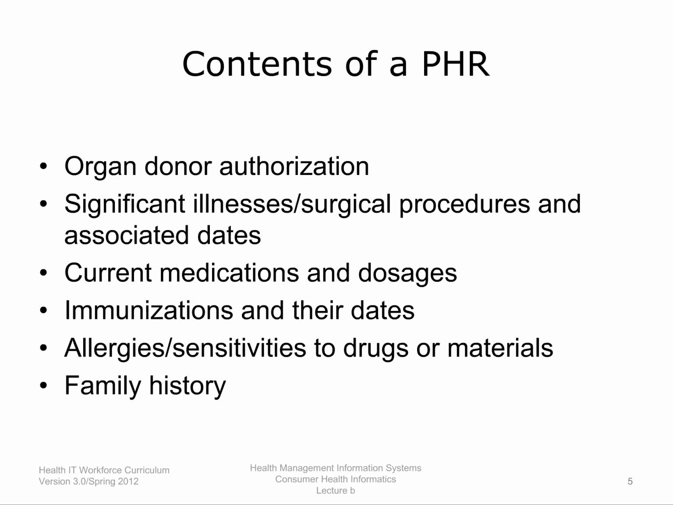Slide 5. PHR content should also include, quote, organ donor authorization, a list and dates of significant illnesses and surgical procedures, current medications and dosages, immunizations and their dates, allergies or sensitivities to drugs or materials, such as latex, important events, dates, and hereditary conditions in your family history. End quote. AHIMA, 2012, Glossary P.